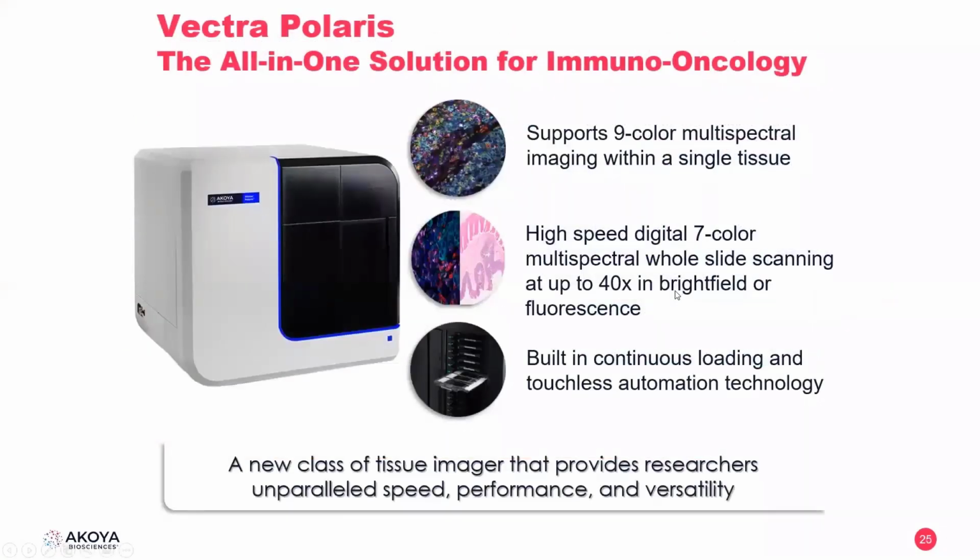So just to talk about that for a second, the Polaris is a really amazing instrument. It can do up to 9-color imaging. It has a fast workflow for 7-color imaging, which can produce whole slide unmixed images in about 10 minutes. It can scan bright field and fluorescence at up to 40x magnification, and it has a lot of other nice features like robust slide handling and automatic tissue and focus finding.